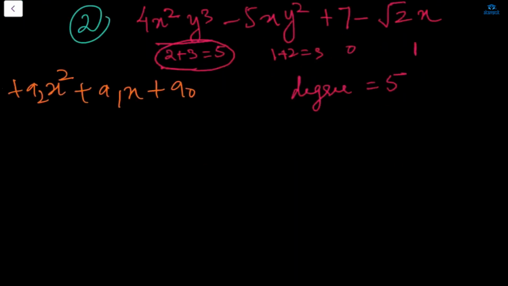Understood? Now, some note points I would like to tell you. The degree of a non-zero constant polynomial is 0. Non-zero constant polynomial means only a constant term is there. 5, 7, 8, 100, minus 7, these are constant polynomials. You can see here no variable is used. Since no variable is there, the degree of this polynomial becomes 0. Understood?